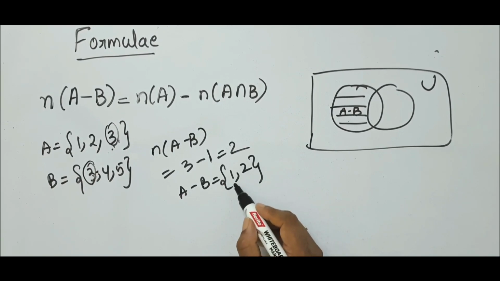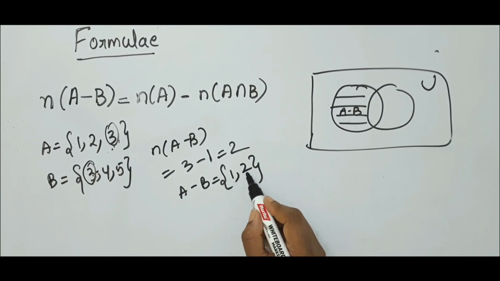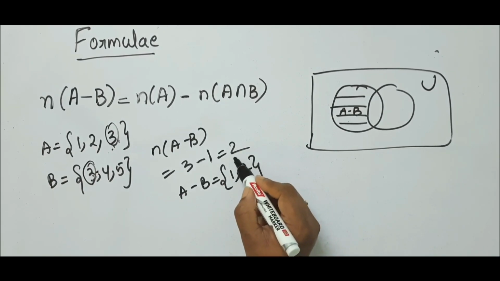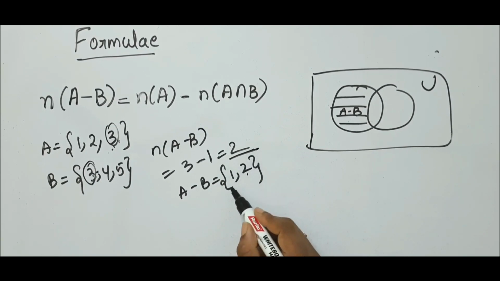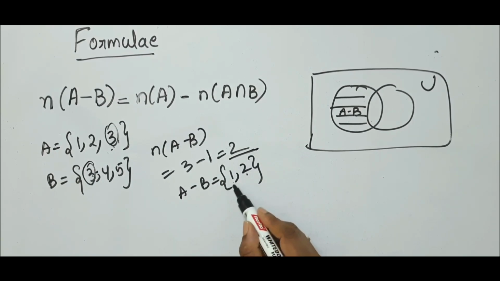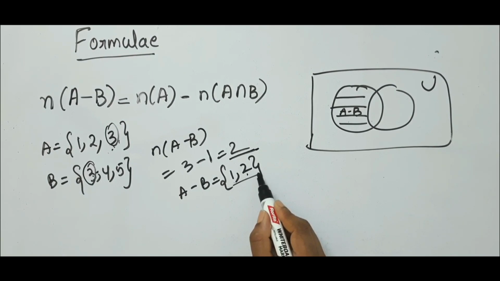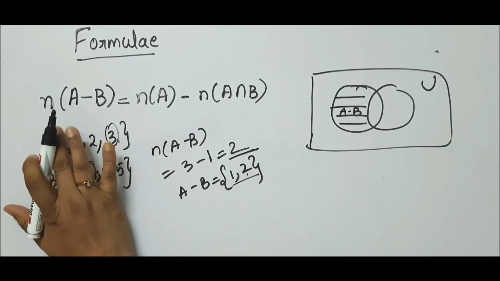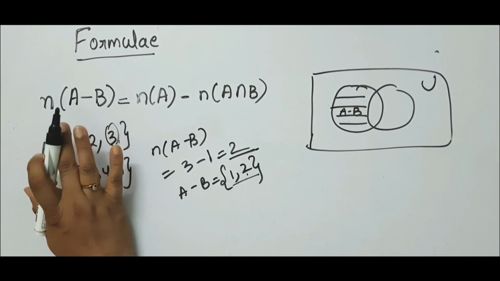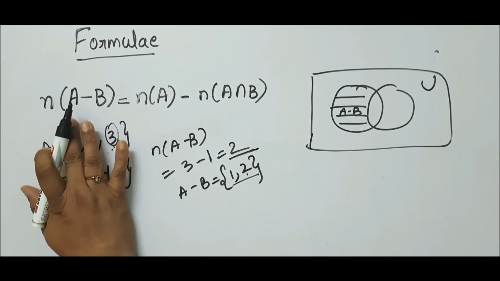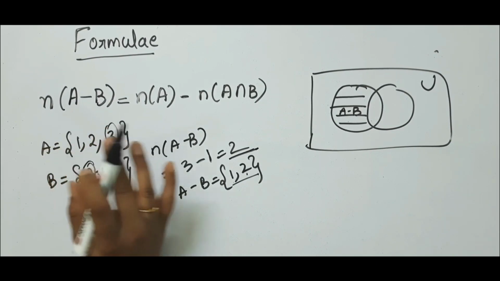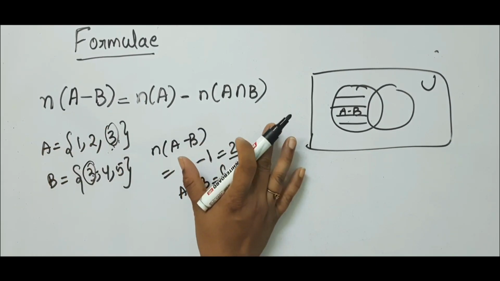So the number of elements are 1, 2. Is it not? We got the elements as 2. Similarly, when we write the set format, we got 2 elements. Understood? So when we want the number of elements of set A minus B, just concentrate on set A. Okay? Set A minus the intersection of that set.